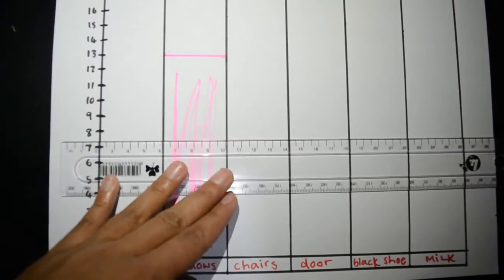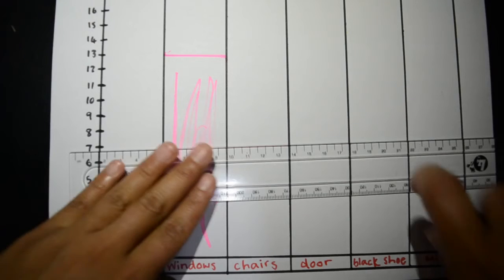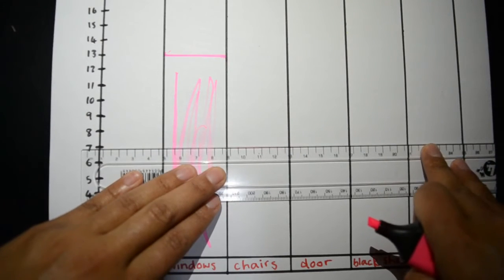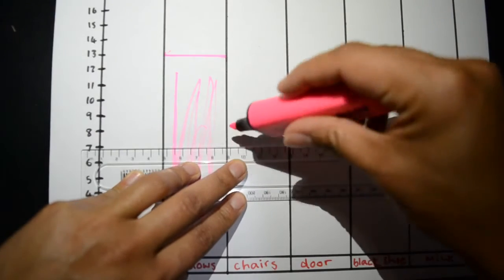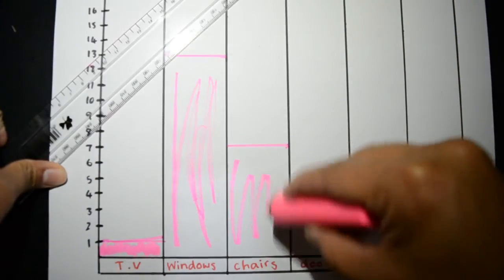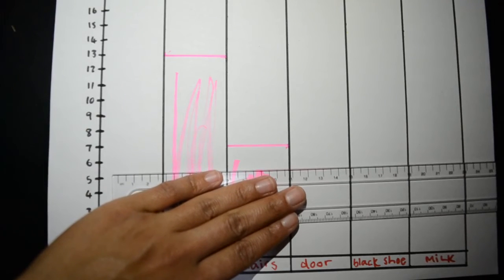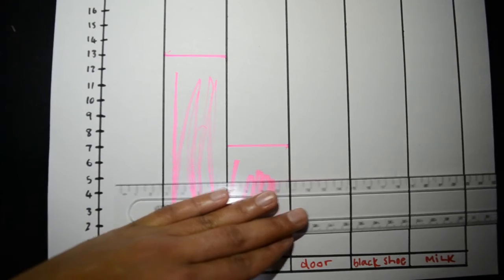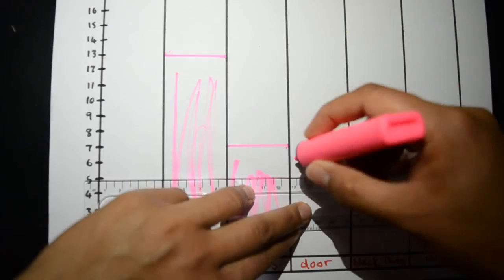Okay, in my house, how many chairs are there? We have about 7 chairs. Okay, so I put my ruler by 7, and I go to chairs, and then I just draw a straight line, and I color it in. Okay, how many doors do we have? We have about 5 doors. Where's 5? There's 5. Okay. Draw a line.